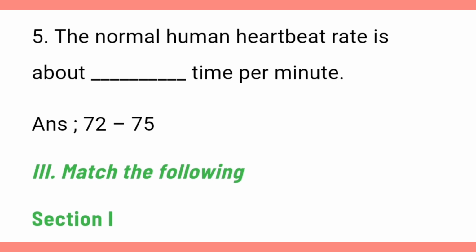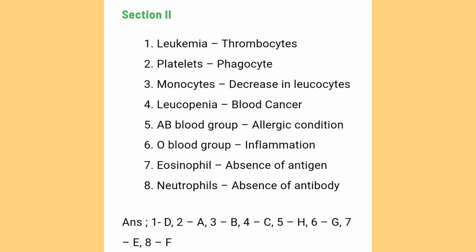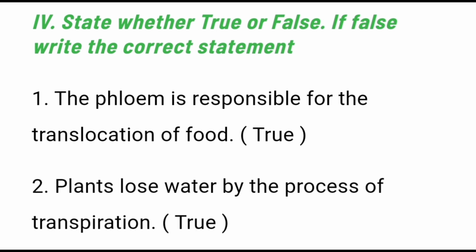Fifth one, the normal human heartbeat rate is about dash times per minute. Answer, 72 to 75. Third Roman letter, match the following. Section 1. Answer, first one B, second one A, third one D, fourth one C. Section 2, match the following answers. First one D, second one A, third one B, fourth one C, fifth one H, sixth one G, seventh one E, eighth one F.